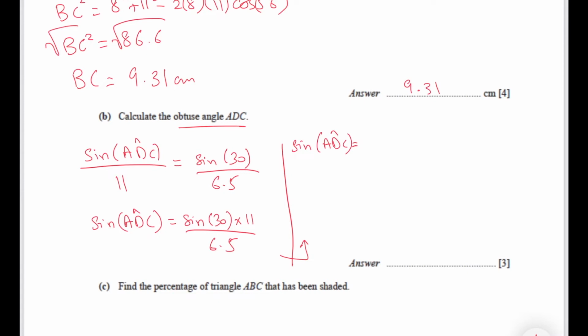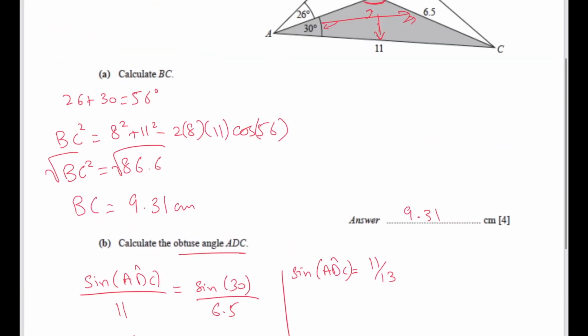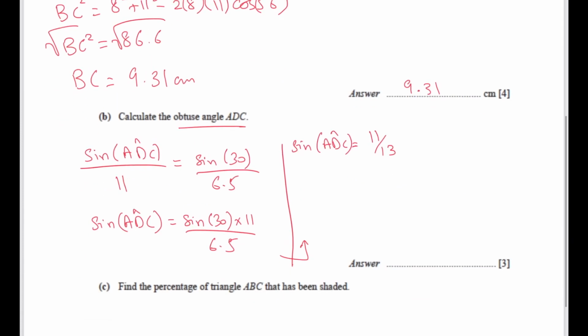Sine ADC, let's see what it is. So this is probably going to be an acute angle. So sine 30 times 11 divided by 6.5 gives us 11 over 13. So if you find the angle, not the obtuse angle but the acute angle over here, the acute angle would be the inverse of sine 11 over 13.